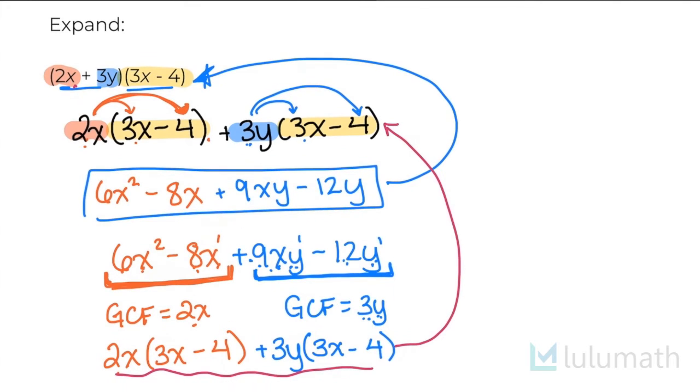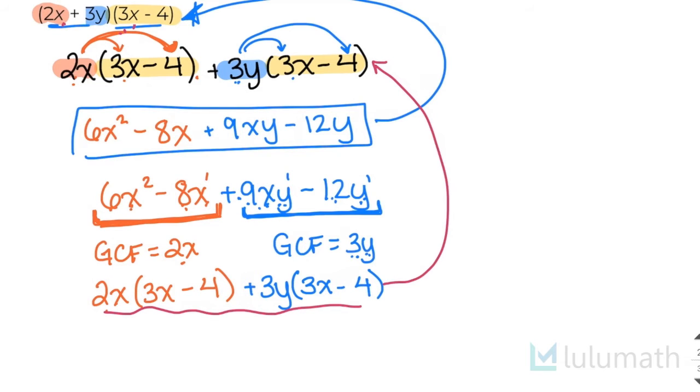Okay? One last step that we have to do to bring ourselves back to the original binomial multiplied by the binomial. So it's important to note that this right here is considered a single term because it's 2x times a full quantity.